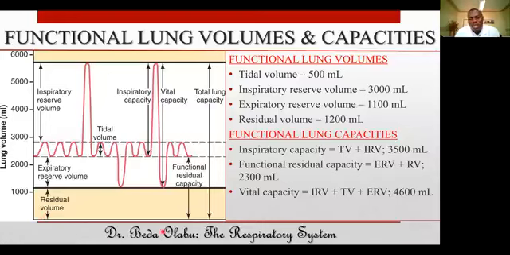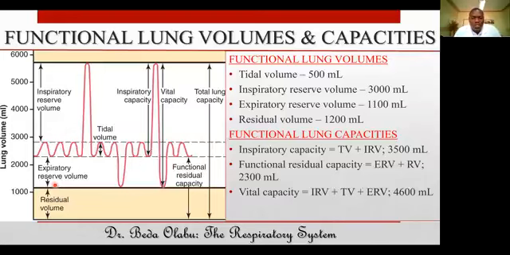The other capacity to talk about is the vital capacity. We get vital capacity by adding the inspiratory reserve volume, the tidal volume, and the expiratory reserve volume. That is vital capacity. It's about 4.6 liters of air. By definition, what is it?